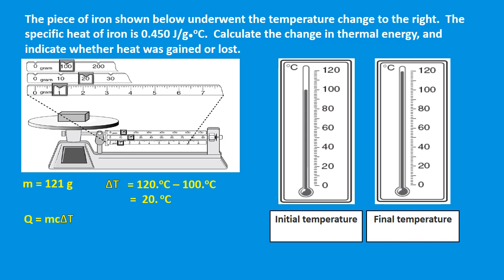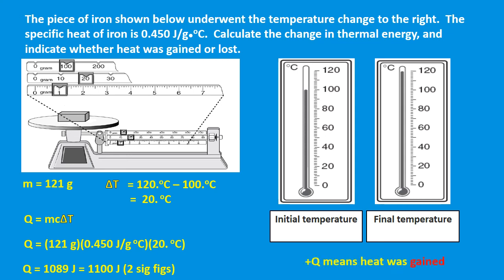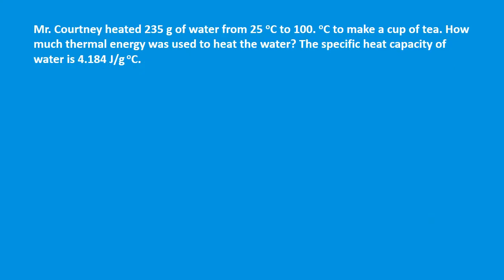So to calculate the change in thermal energy, Q is equal to mc delta T. We know what m is, we know what c is, and we know what delta T is. We put those into our equation, we multiply, and we get 1089 joules. We round that off to two significant figures. We get 1100 joules. That's the two significant figures. Now, since this value is positive, that means heat was gained. So heat was gained. In this case, we can say the reaction is endothermic.